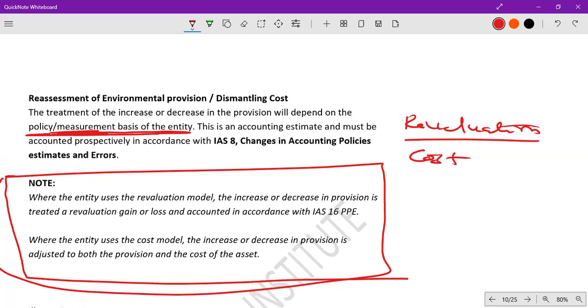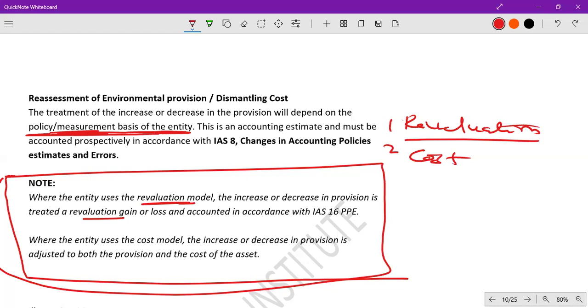True. Revaluation model. So the recognition of the increase or decrease will depend on one or two. Where the entity uses the revaluation model, the increase or decrease in provision is treated as a what? Revaluation gain or loss and measured in accordance with PPE.